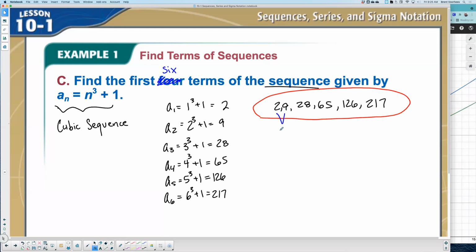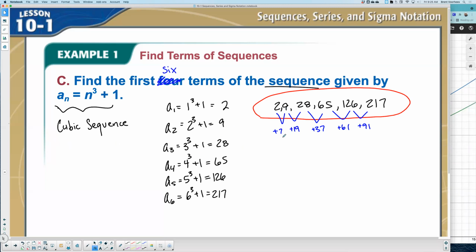What's the difference between 2 and 9? 7. What's the difference between 9 and 28? Not 21. 19. Okay. Next 2. I'm getting 37. The next 2. 61 maybe. And here. 91. Y'all are just okay with my numbers? We're about to find out if I'm right or wrong real quick. Okay. All right. Let's go to the second level.